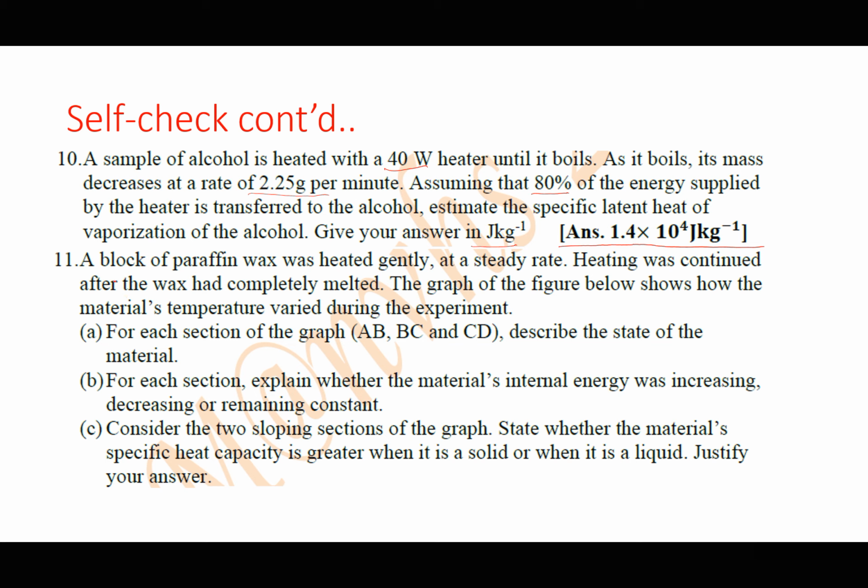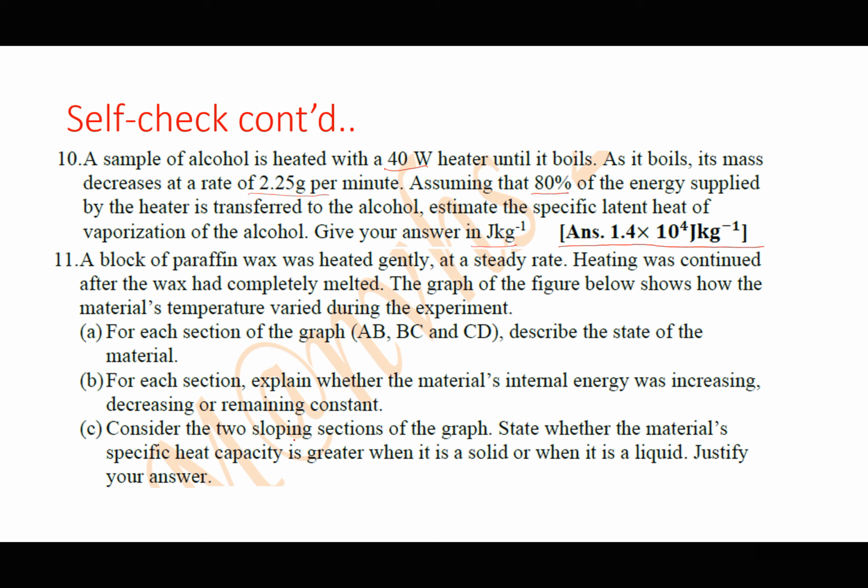And lastly, a block of paraffin, I don't know whether it is the last, was heated gently at a steady rate. Heating was continued after the wax had completely melted. The graph in the figure below shows how the material's temperature varied during the experiment. For each section of the graph, describe the state of the material: AB, BC, and CD. For each section, explain whether the material's internal energy was increasing, decreasing, or remaining constant.